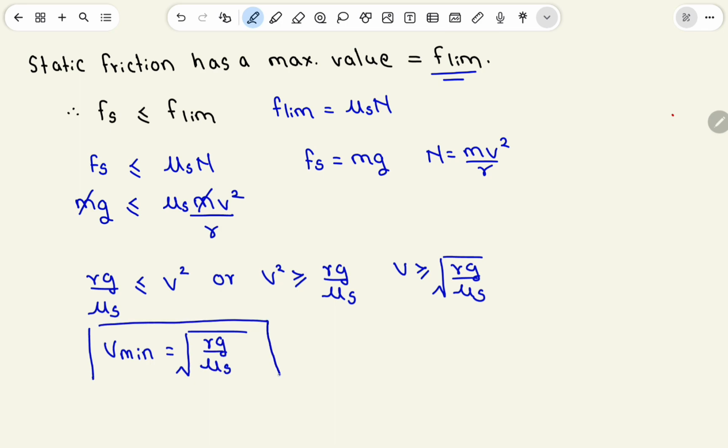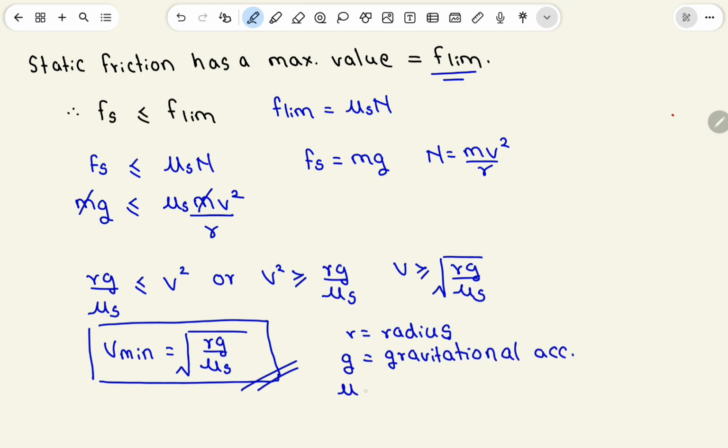So if the vehicle has to safely undergo circular motion in the well of death, then it must maintain a minimum speed, which is calculated by the formula under root rg upon μs, where r is nothing but the radius of the well, g is nothing but the gravitational acceleration, and μs is nothing but the coefficient of static friction.